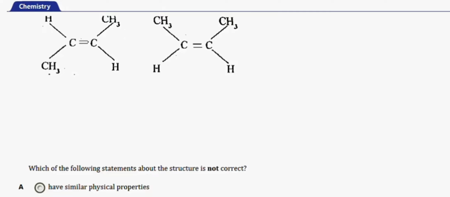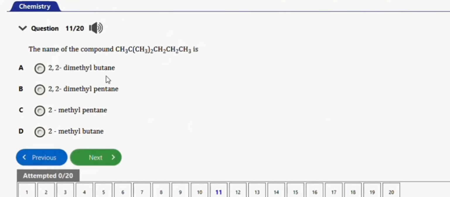The next particular question will be this one. It says the name of the compound is, so the name of this compound will be 2,2-dimethylpentane, option B. Alright, so that's the name of this compound. We have 2,2-dimethylpentane here. Okay, so that's it for this question. The next question will be this one.